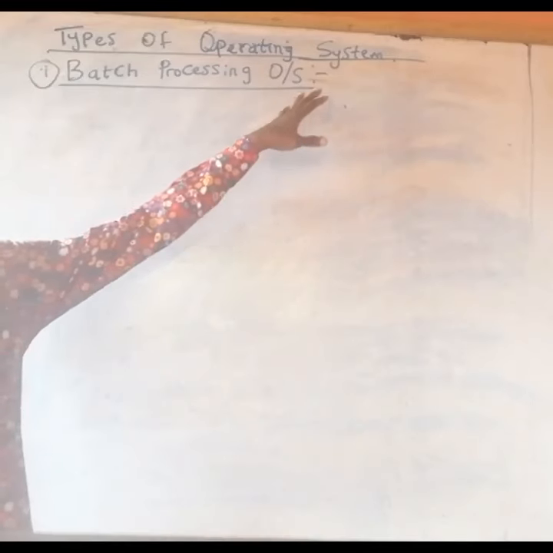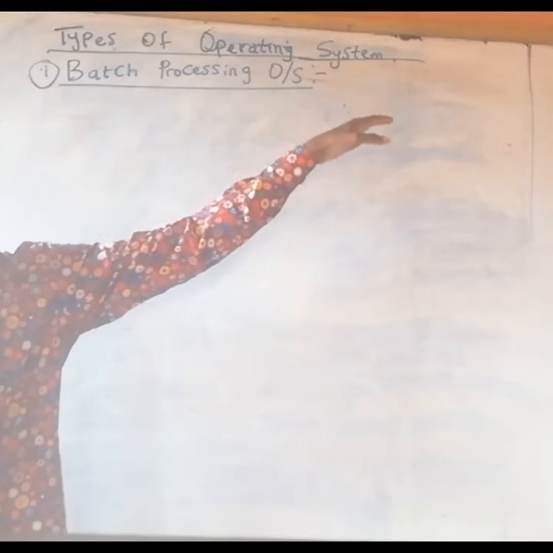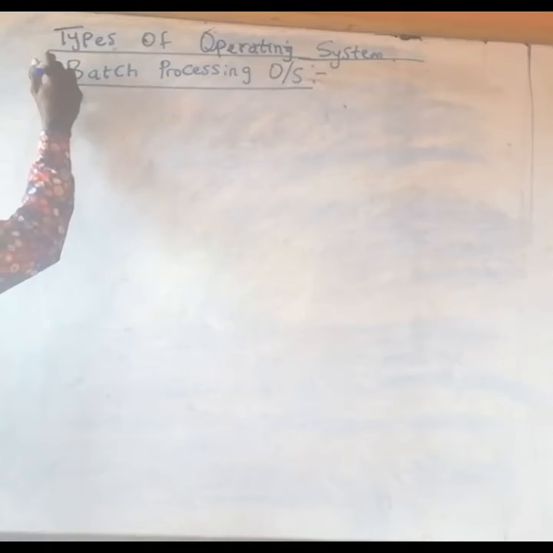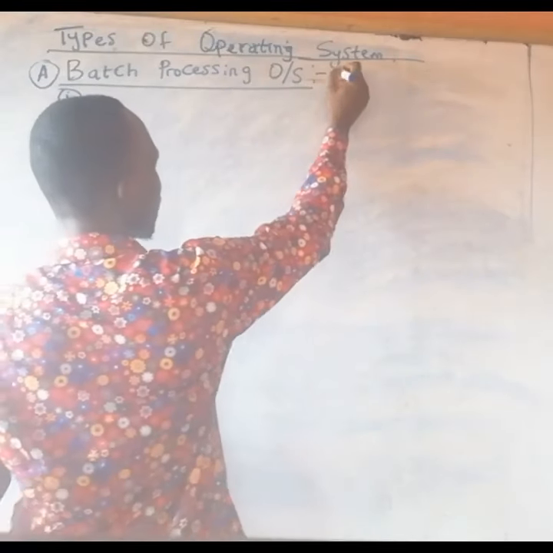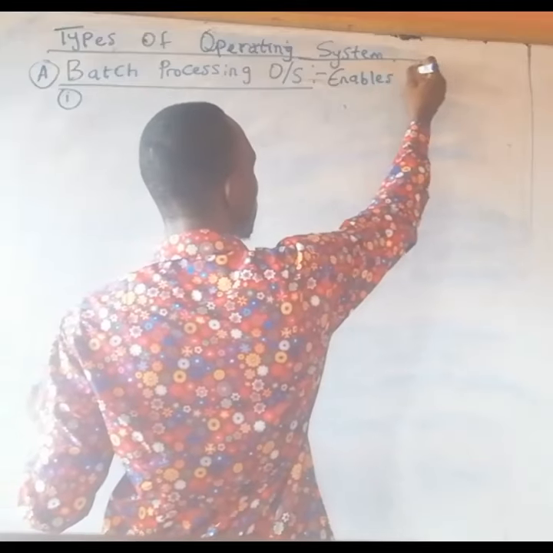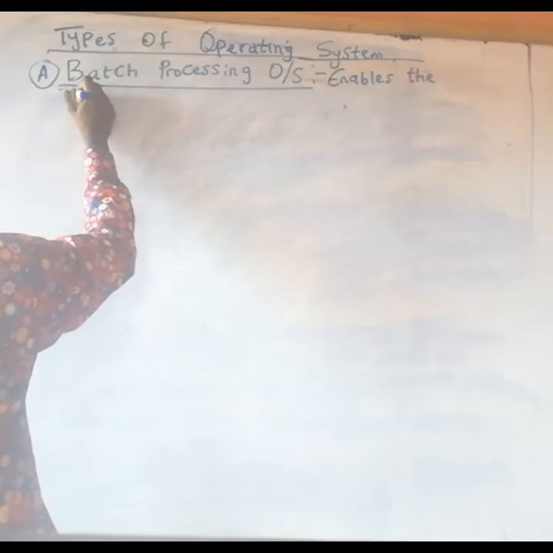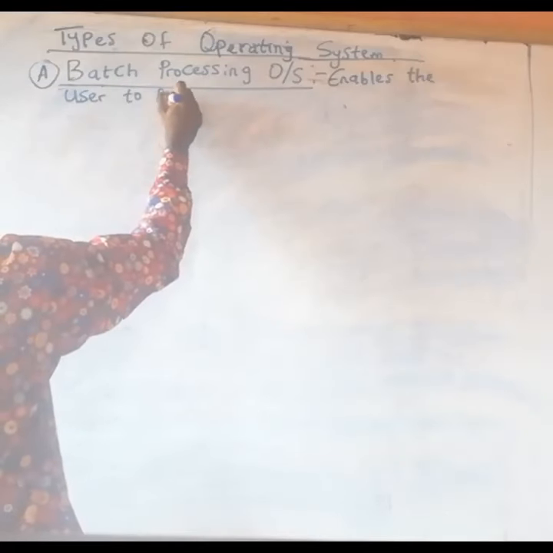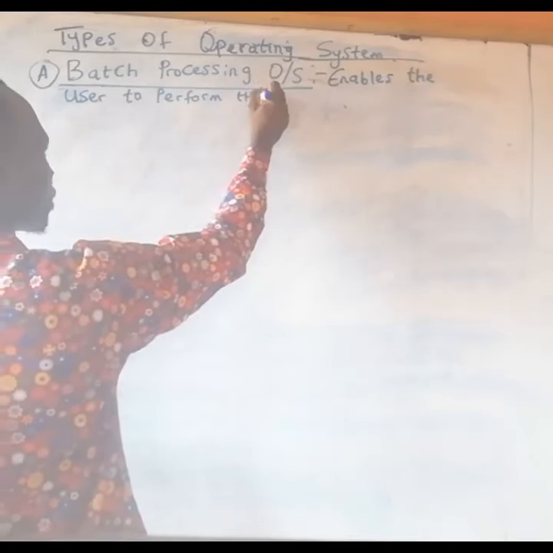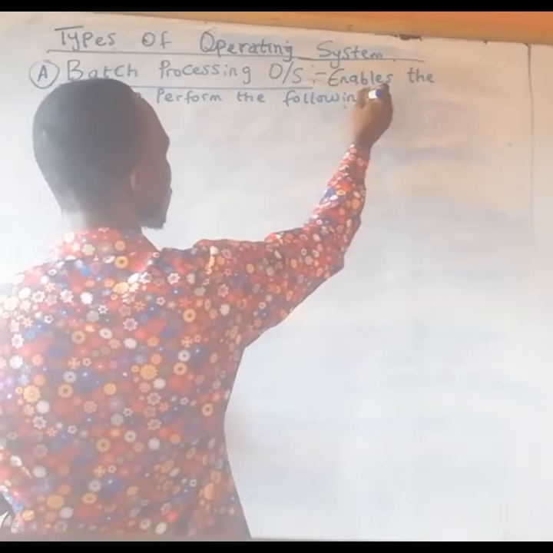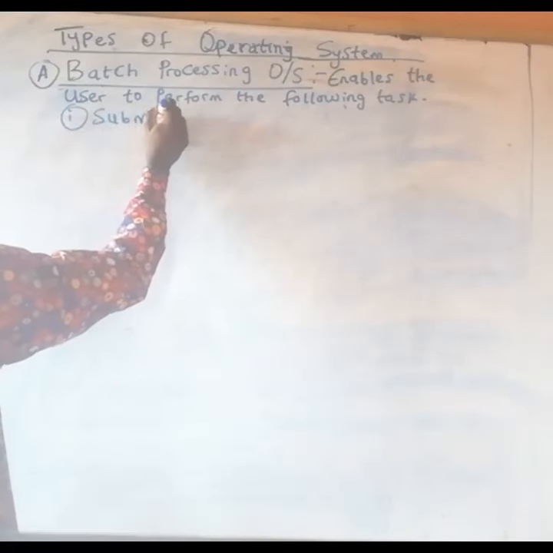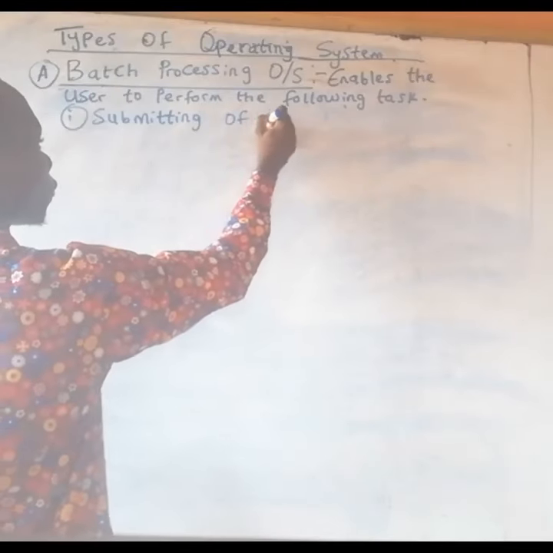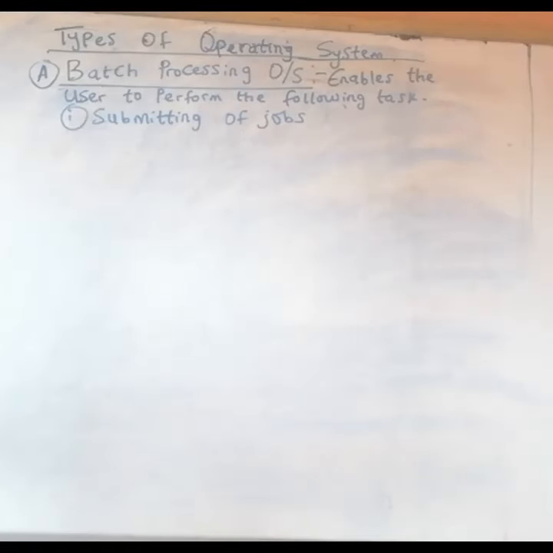Alright, so now the batch processing operating system enables the users, first and foremost, let me write this as A, it enables the user to perform the following tasks. One, submitting of jobs to a central place.